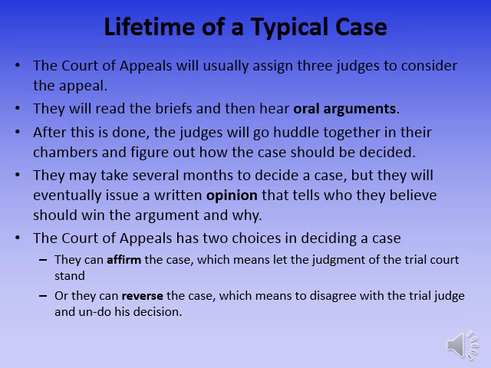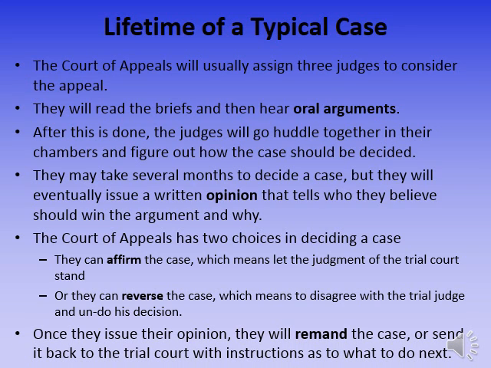But if they decide the judge was in fact wrong, they can reverse the case, which means they disagree with that judge and they can undo his or her decision. And no matter what they decide, they will normally remand the case, which means they will send it back to the trial court with instructions as to what to do next.